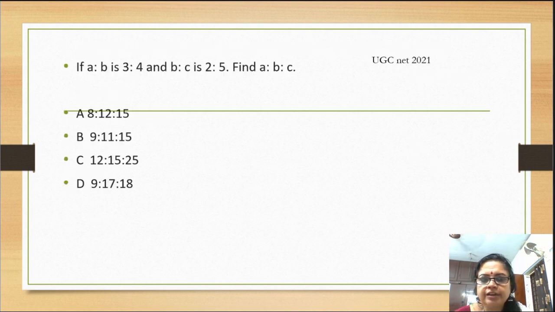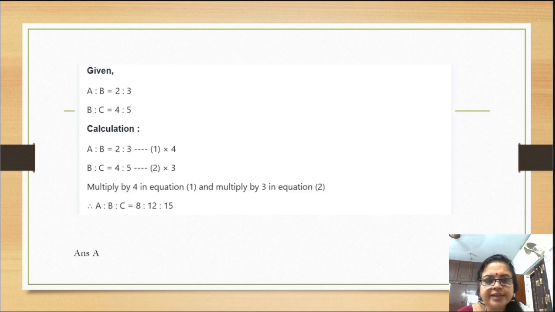So this is how we can tackle the ratio questions. Now let us see the next question. If A is to B is 3:4 and B is to C is 2:5, find the ratio of A is to B is to C. This was asked for the 2021 examination. Okay, so you can see A is to B is 2:3 and B is to C is 4:5. So you need to make all the ratios in a similar manner. Okay, so how can you make all of these in a similar manner?